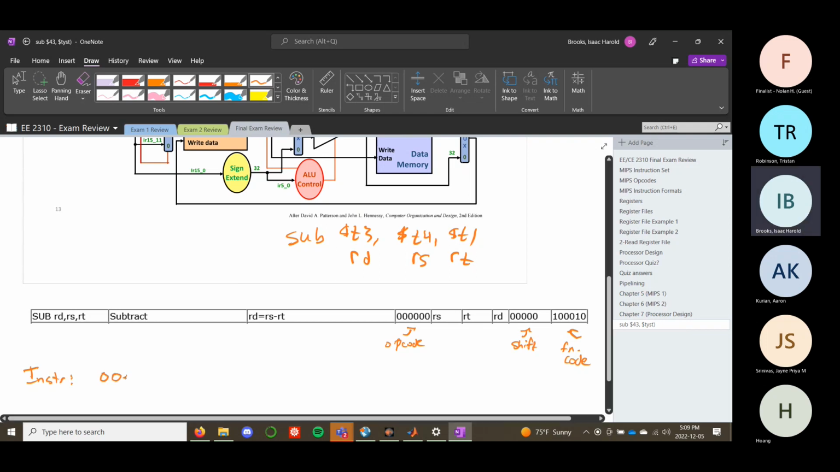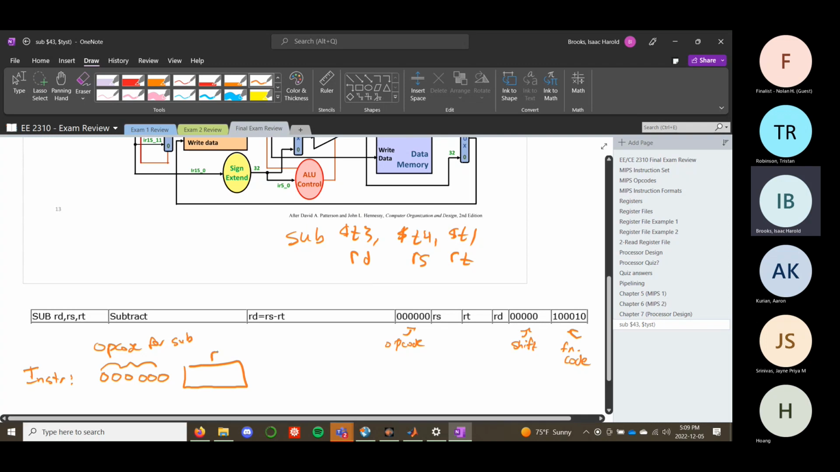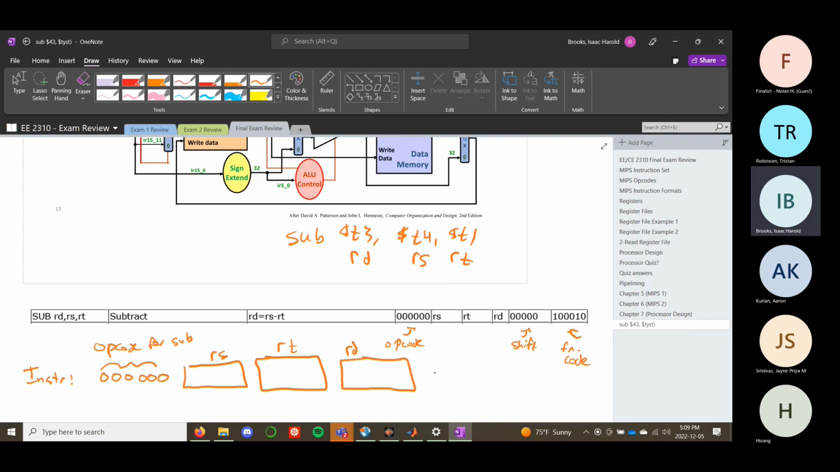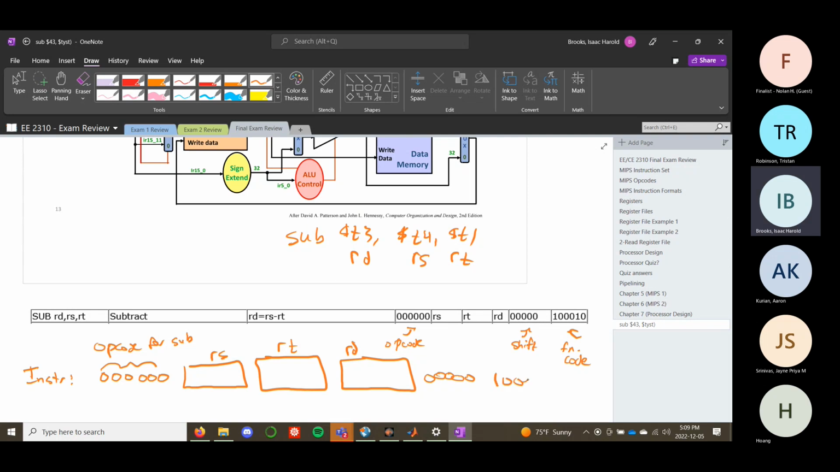We're going to start with 1, 2, 3, 4, 5, 6. This is opcode for sub. And then we have 5 bits for our RS, 5 bits for our RT, and 5 bits for our RD. And then we'll have 1, 2, 3, 4, 5 bits of zeros for the shift. 100010 for our function code.